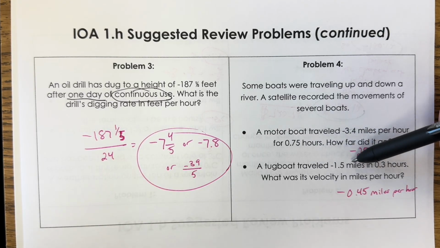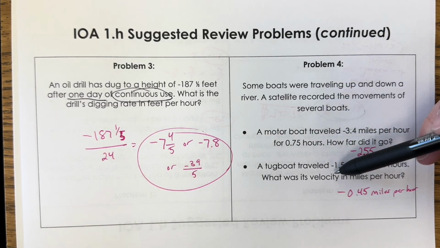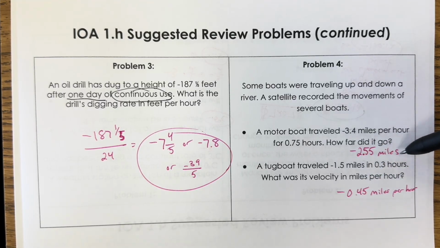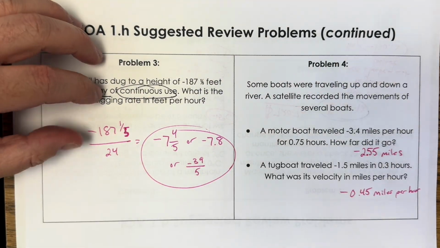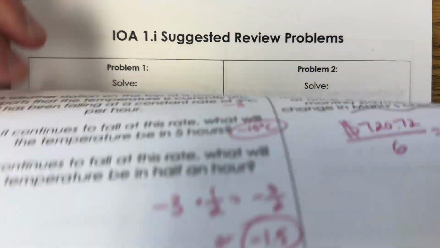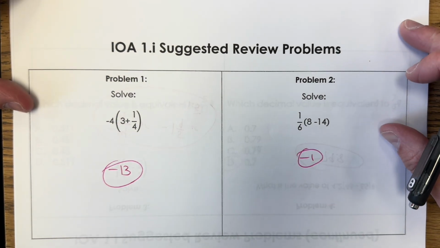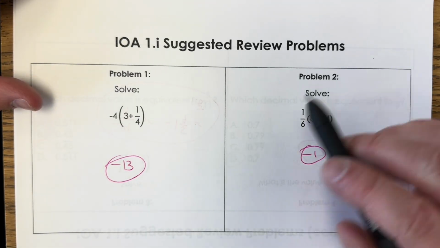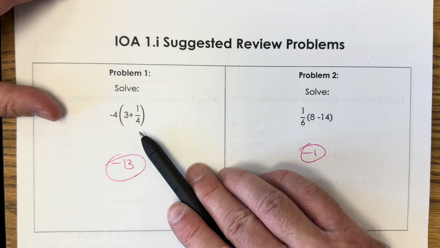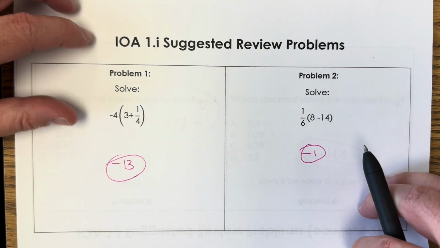And then a tugboat traveled negative 1.5 miles in 0.3 hours. What was its velocity? Velocity just means we'll multiply these numbers together again. Negative 0.45 miles per hour is the answer. So we're good there. Again, we don't have negative miles per hour, but we'll play their game. All right, solve, just basically distribute and solve, use a calculator. Same here, distribute and solve, use a calculator.